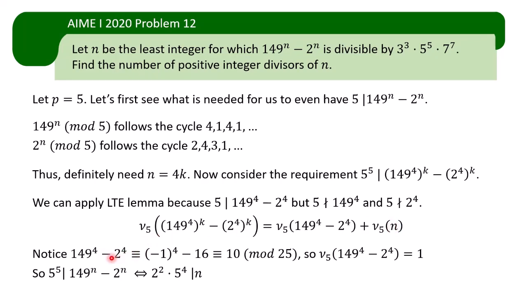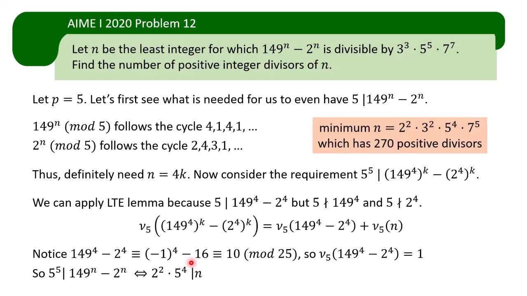And at the same time, remember that n equals 4k. So the requirement is equivalent to 4 times 5 to the power of 4 dividing n. Okay, so putting everything together, we see that the minimum n must have 2 squared, 3 squared, 5 to the power of 4, and 7 to the power of 5, and that gives us 270 positive divisors.